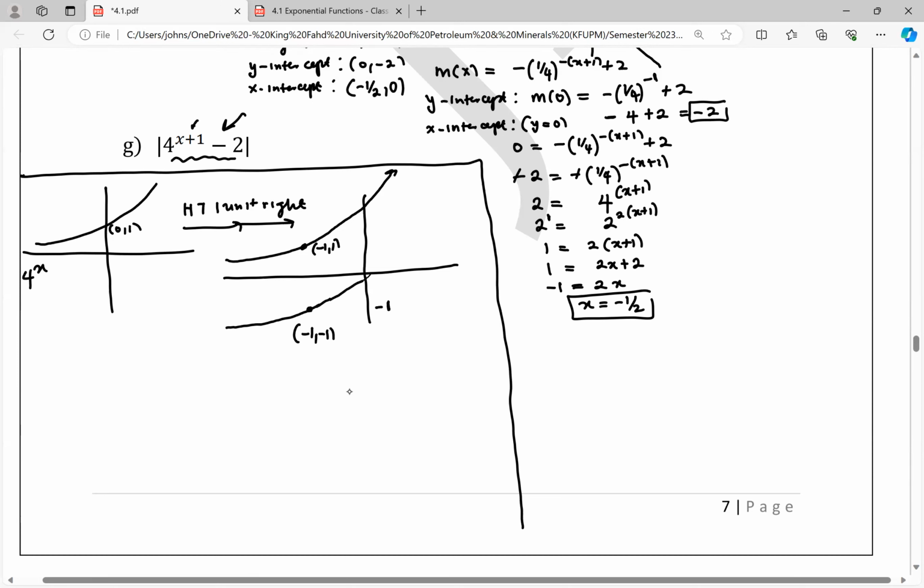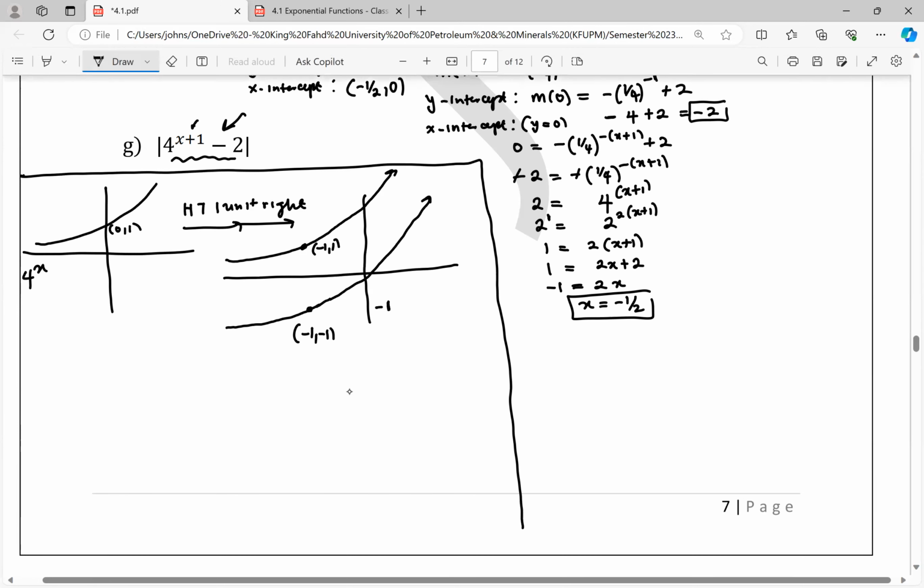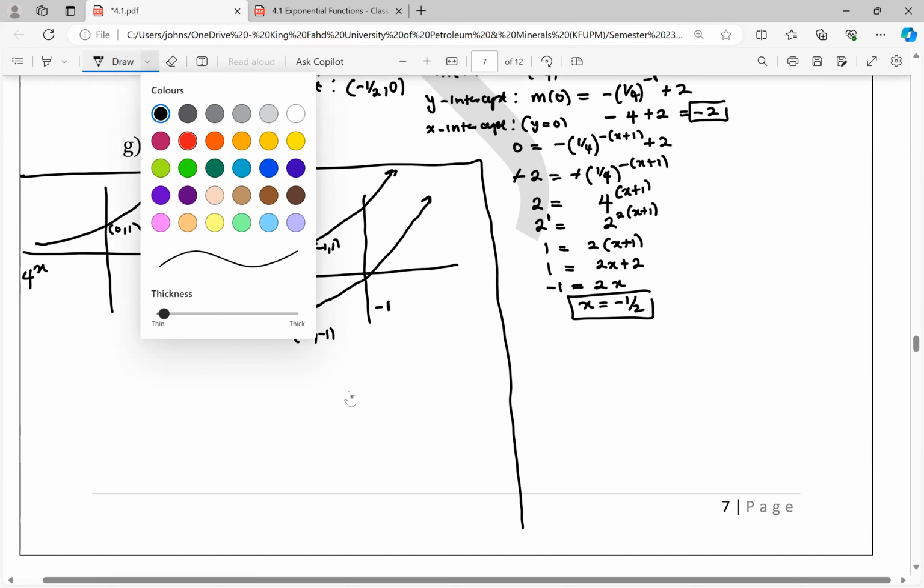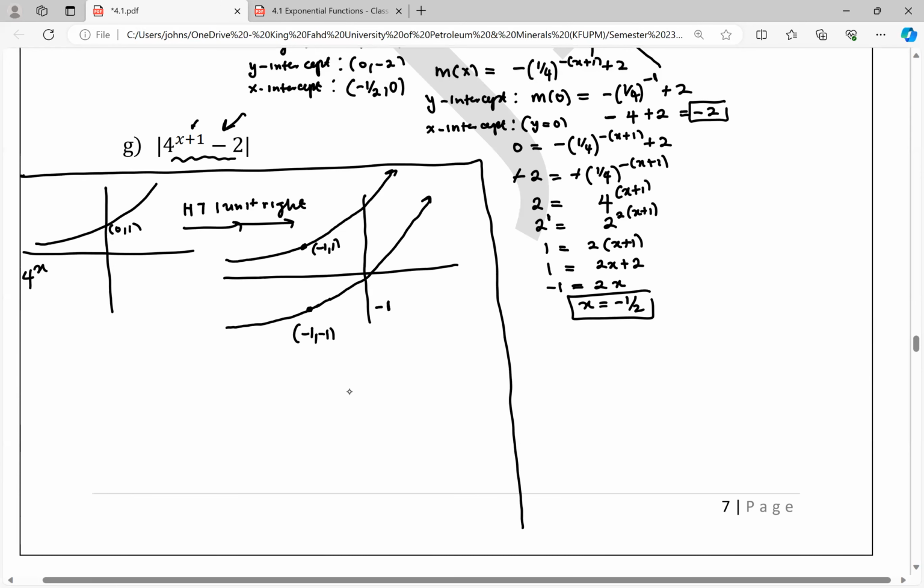And now it will definitely cross the x-axis somewhere here. But if we are not sure of where it's going to cross, what do we do? We find the x-intercept. Now, since it's moved 2 units down, we need to know what this point is. We don't know how it's going to cross. Is it going to cross the negative x-axis or the positive x-axis? So just find the x-intercept.